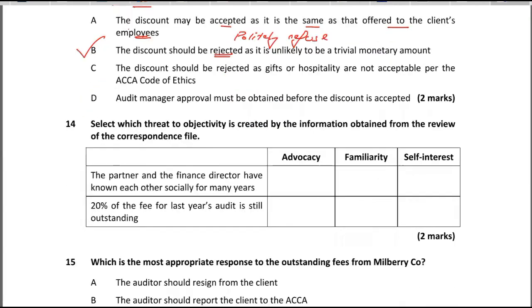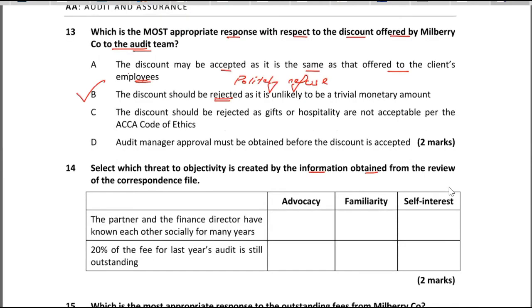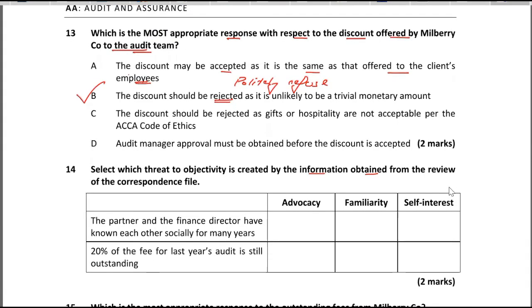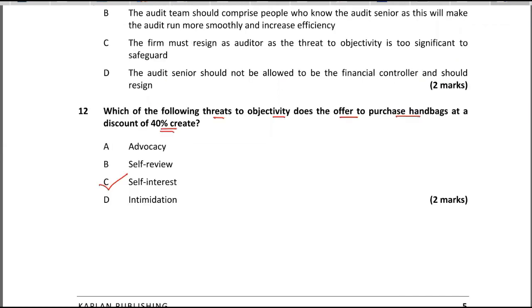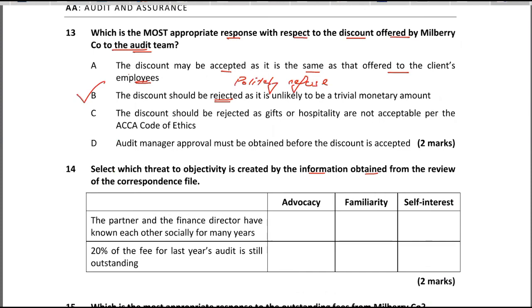All right, so select which threat to objectivity is created by the information. Okay, remember one thing. Here, in question number 13 and question number 12, I have not read the other options because I was pretty sure regarding these MCQs. I'm the teacher as well. In the exam, you should read all the options, okay? Because anything can be over there. I found it straight away in the A and B option, so I ticked it straight away. But in the exam, you have to read all the options. Remember this thing.